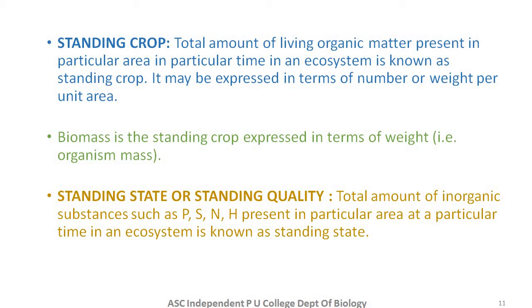The total amount of inorganic substances such as phosphorus, sulfur, nitrogen, hydrogen present in a particular area at a particular time in an ecosystem is known as standing state. Very simple, standing crop is the total amount of organic matter present in a given area at a particular time. However, standing quality is the total amount of inorganic substances present in a particular area at a particular time. Alright, so standing crop is concerned with organic matter, standing quality or standing state is concerned with inorganic substances.